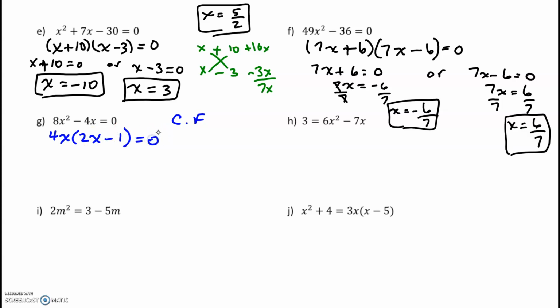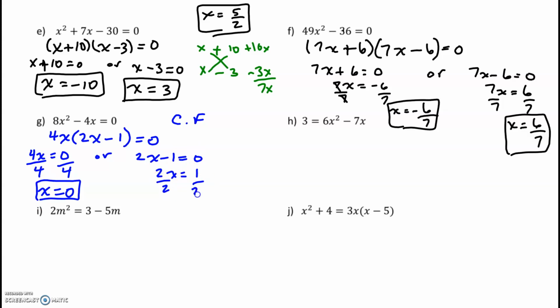Okay, from here, I'm going to write each factor equal to 0. So 4x equals 0, or 2x minus 1 equals 0. We'll divide both sides by 4. So x equals 0 is my first solution. 2x equals 1, and we'll divide both sides by 2. So x equals a half is my second solution.